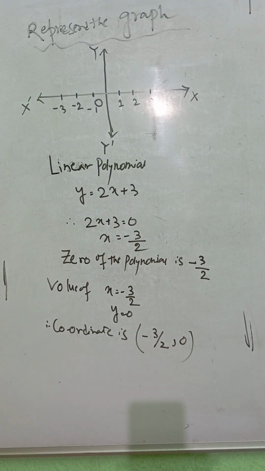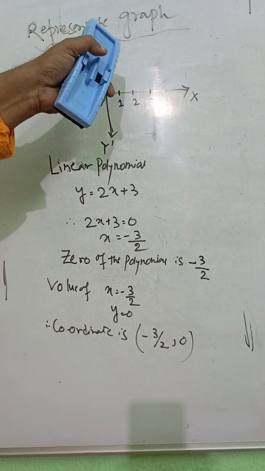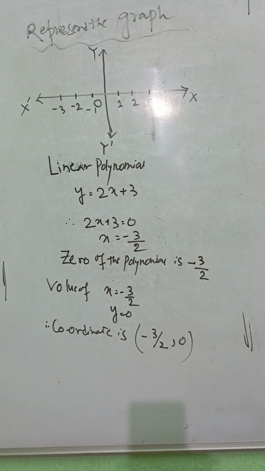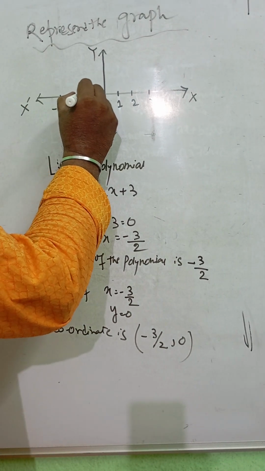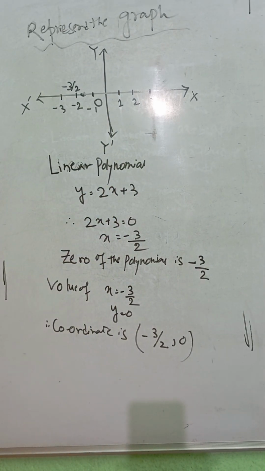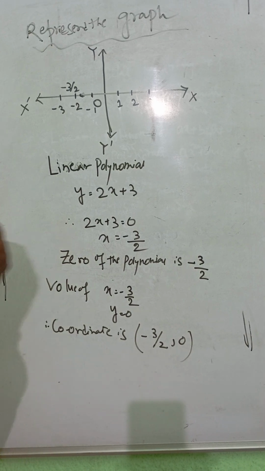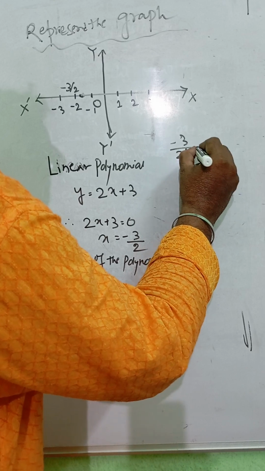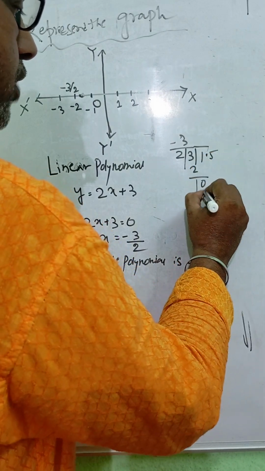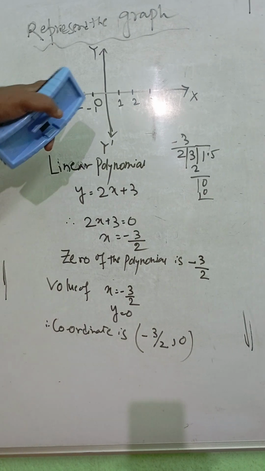Here y is equal to 0 means every value of the zero lies on the x-axis. So minus 3 by 2 lies between these points. Understand that. This is minus 3 by 2, that is minus 1.5.